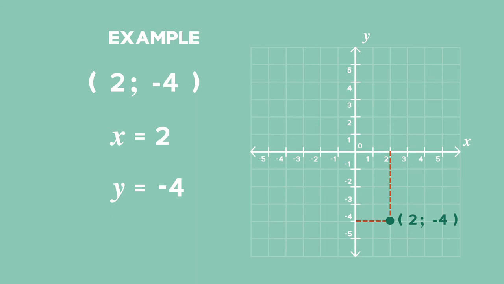As you can see on the Cartesian plane, we can represent any ordered pair of numbers, and the signs of the x and y values tell us which quadrant an ordered pair should be plotted in.